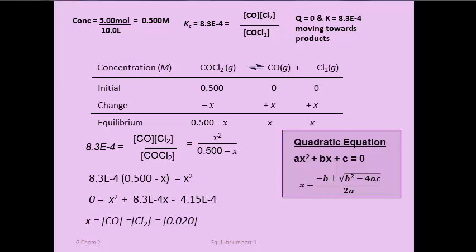So when I plug these terms into the quadratic equation and solve, I basically end up with X at 0.020 molar. So anywhere I see an X, I can plug that in. Consequently, the half molar minus that 0.020 equals 0.48 molar. And once again, take your final answers, plug them back into your equilibrium expression, make sure they equal 8.3 times 10 to the minus 4.